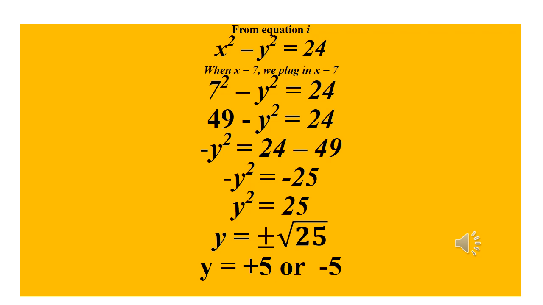So the minus will cancel out the minus, or you divide both sides by minus 1. Then we have y squared equals 25. Then if we square root both sides, the square root on y squared will cancel out the square, so we have y left. Then we have y equals plus or minus square root of 25. Then y equals plus 5 or minus 5.